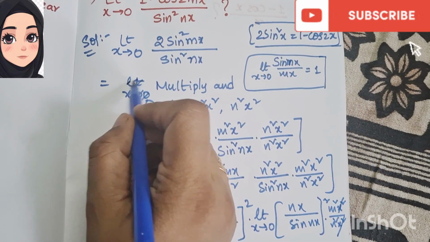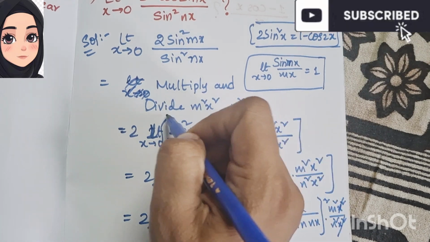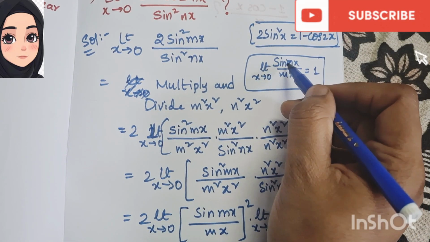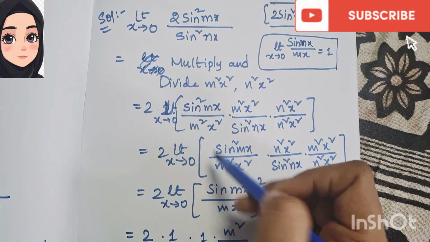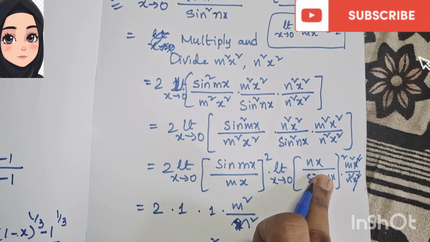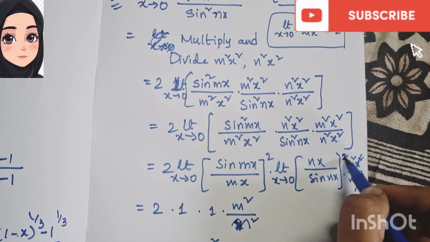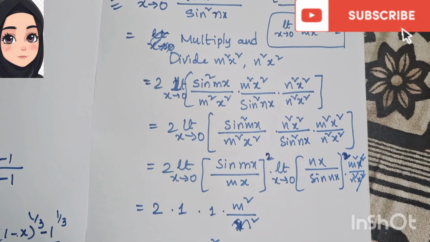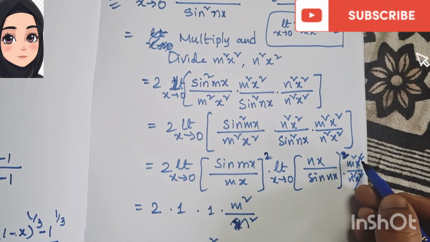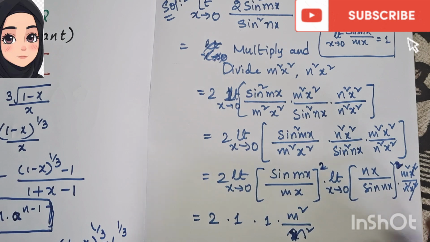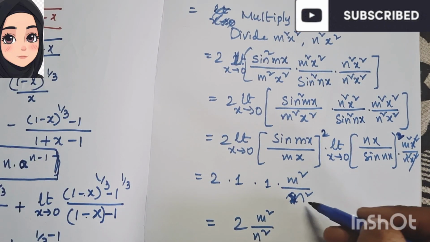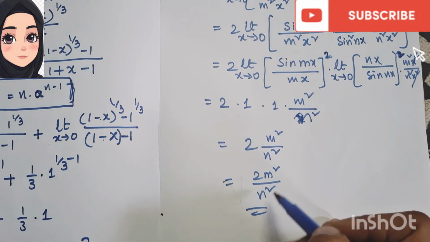So I have only done one step here, that is multiply and divide with m square x square and n square x square to get this form. Now we have applied this, and separated the limit for both terms. Now this becomes 1 and this becomes 1, this whole square written outside, here also written outside, and x square gets cancelled, we remain with m square by n square. So 2 into 1 into 1 into m square by n square, we remain with 2m square by n square.